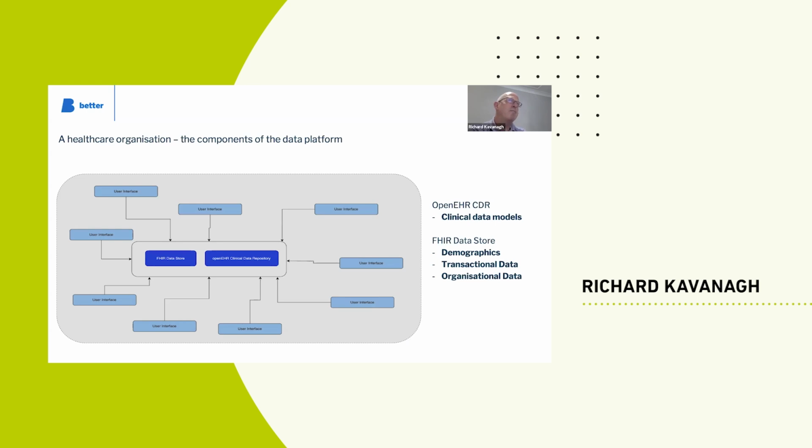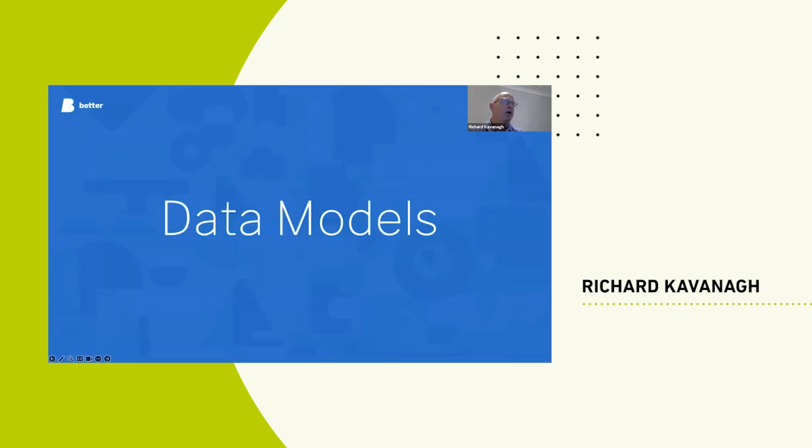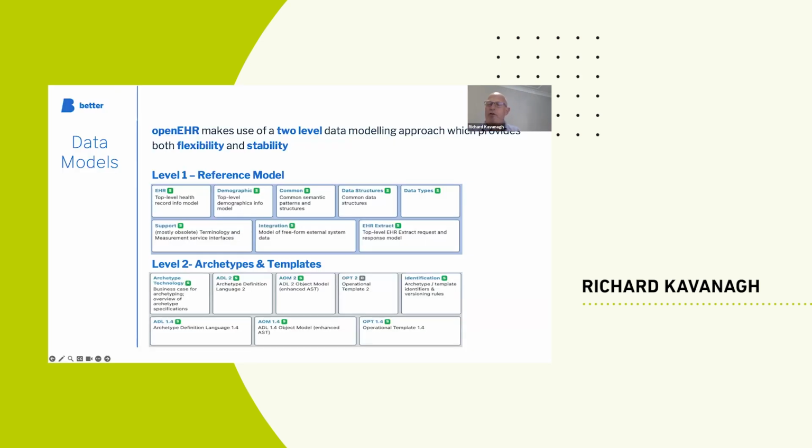But it's really the space of the rich clinical data that's where the openEHR CDR comes into play. So we talk about these data models, and this is a significant differentiator, say, between FHIR and openEHR. openEHR has this concept which it calls two-layer data modeling, and it is significantly different from FHIR. The thing that underpins openEHR, that binds everything together and all the different technology components it has, is what it calls its reference model.